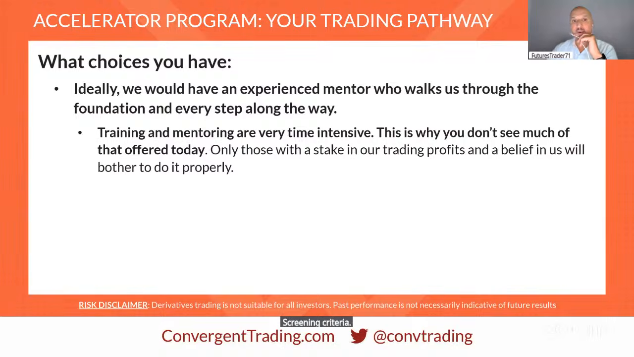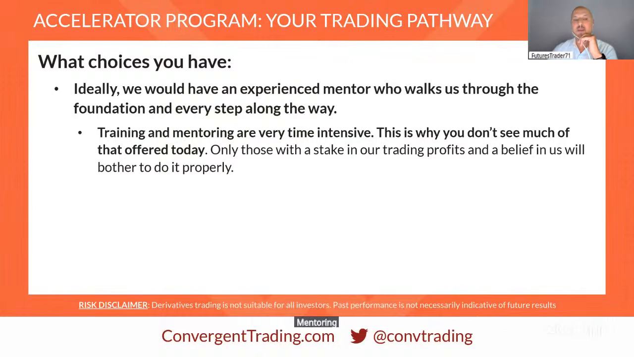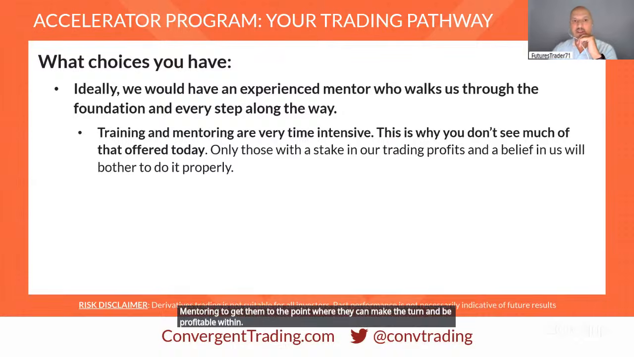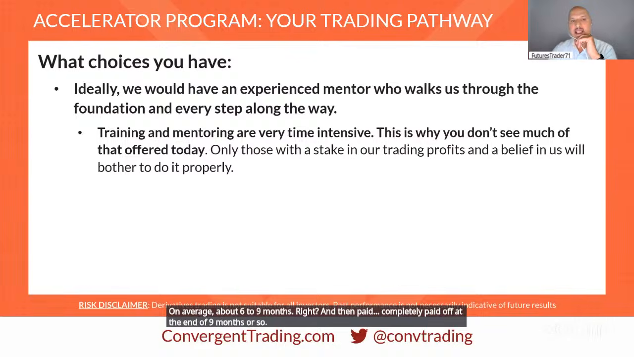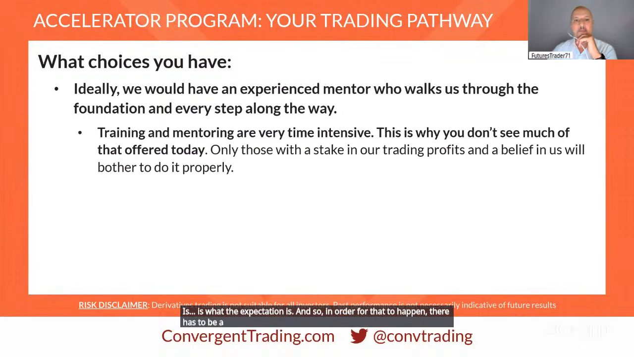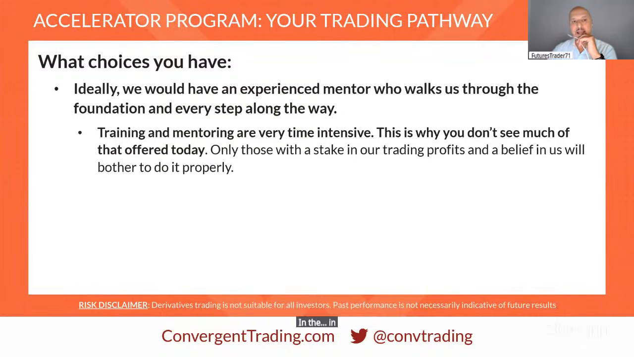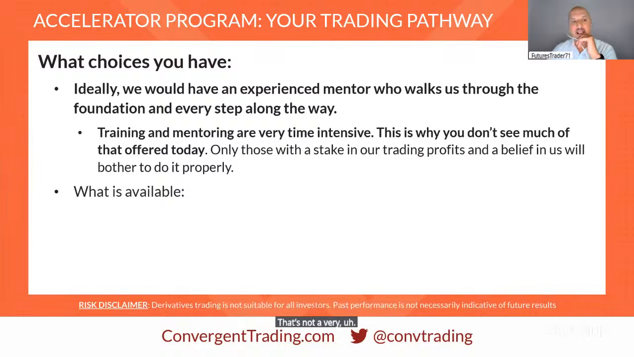And I'm going to tell you that for the first 2.5 months, it was intense mentoring to get them to the point where they can make the turn and be profitable within, on average, about 6 to 9 months, right? And then completely paid off at the end of 9 months or so is what the expectation is. And so in order for that to happen, there has to be a stake in the outcome, right? Or you have to pay someone a lot of money to give you that time. That's not a very easily available option.